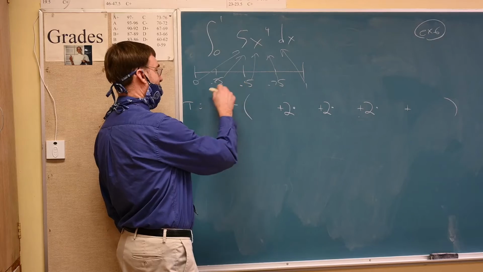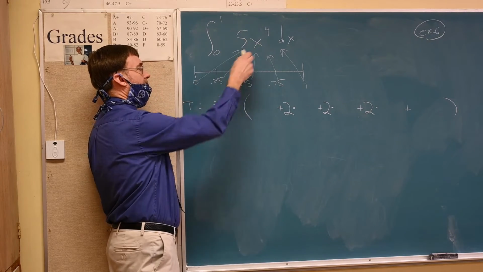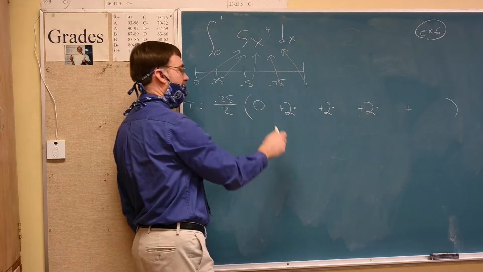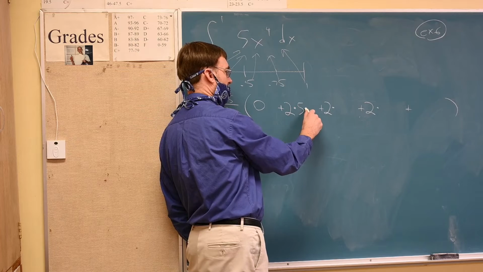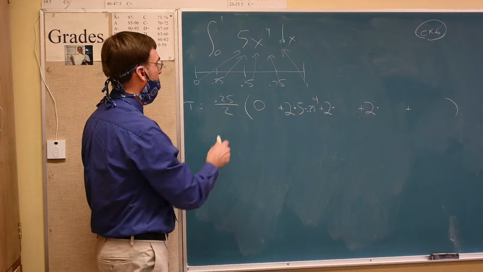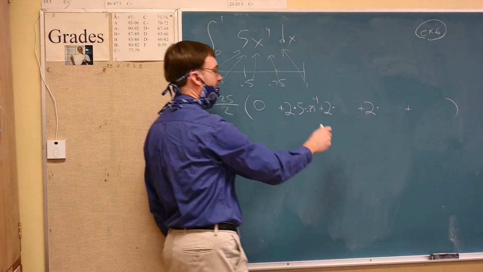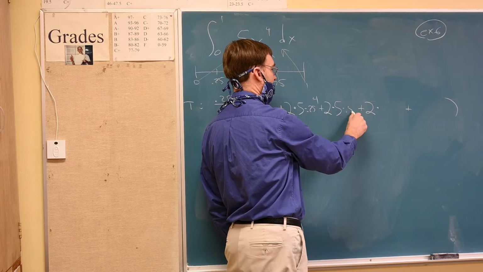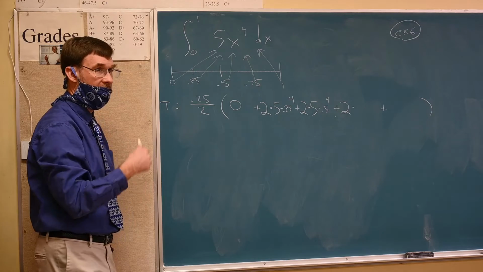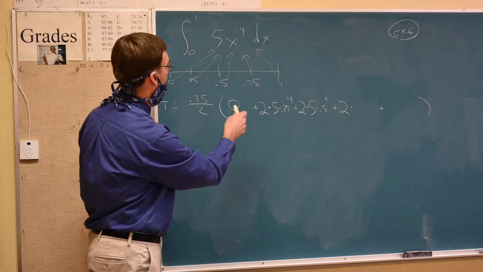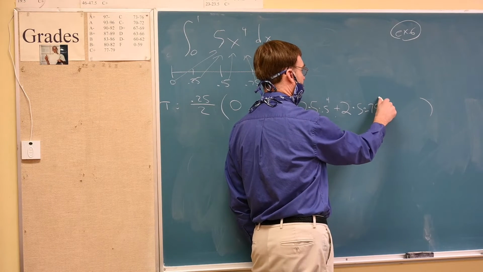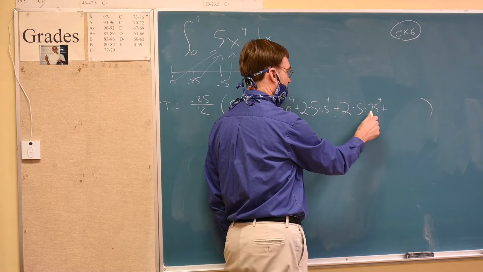So I would need to go 5 times 0 to the 4th, that's a 0. 5 times 0.25 to the 4th, I'd rather use a calculator. So 5 times 0.25 to the 4th, I'll just calculate that later. 5 times 0.5 to the 4th, I feel like it's probably a calculator moment, although that is 0.0625. 5 times 0.75 to the 4th, feels like a calculator moment, and I'm not going to do that one to show off.